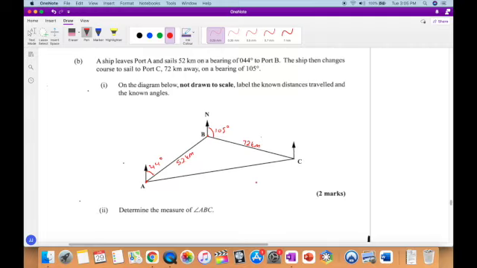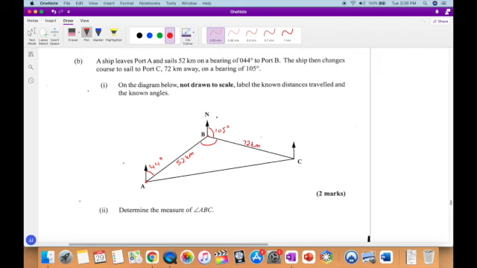Well, we just did that. Distances and known angles, right? Determine the measure of angle ABC. And we actually did this question in class already. So the angle ABC is this angle over here.